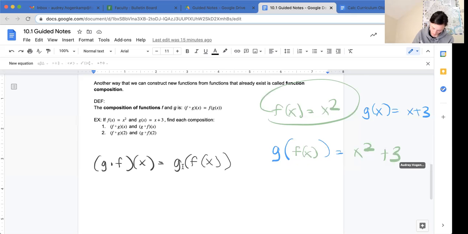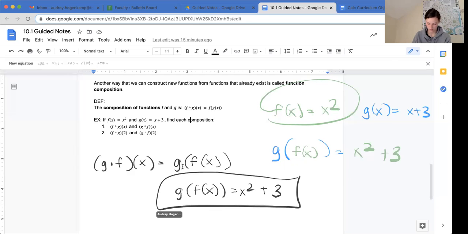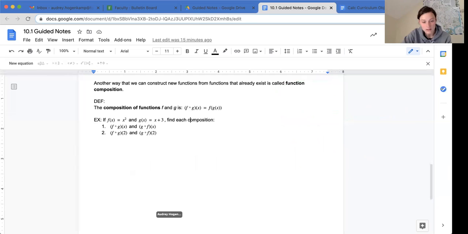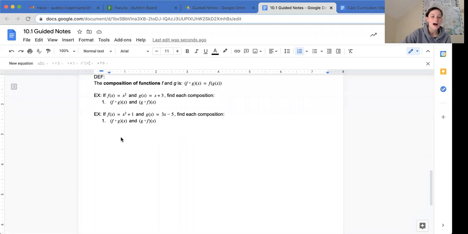So I know now that g of f of x is equal to x squared plus 3, okay? I don't actually like that example that I have second, so I'm gonna take a second here. Okay, so now we're gonna do a different example. And we're gonna keep working on this composite function thing because I know it's confusing.